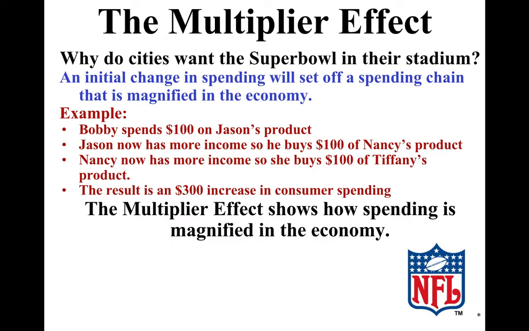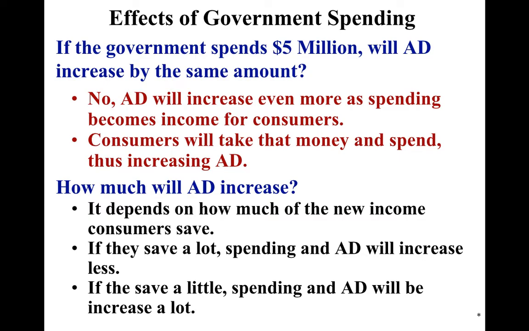That's the multiplier effect. Okay, so we have two types of multiplier effect. We have a spending multiplier and we have a tax multiplier. We're going to look at both. We're going to start with spending. Okay, so the government spends $5 million. Is aggregate demand going to increase by the same amount?